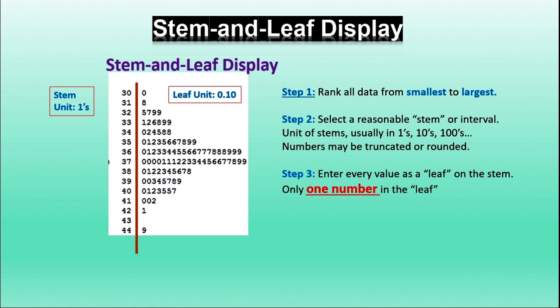Remember, only one number goes on the leaf side, so numbers may be truncated or rounded. Note that please leave empty stems empty if there is no number here. Do not write it as 0. If you write a 0, it means that there exists a number 43.0.